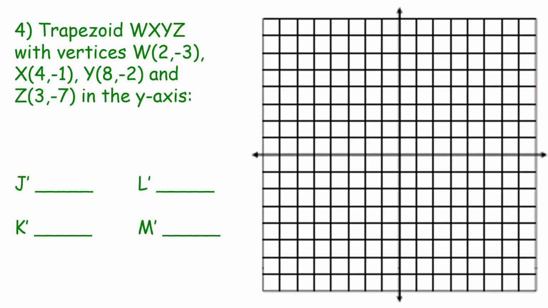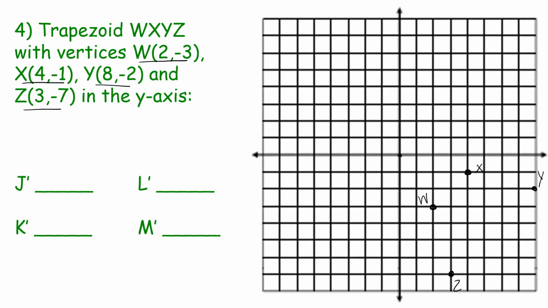Let's look at number 2, or this next one, which is number 4. I'm going to go ahead and plot my points. This time it's going to be a trapezoid, so I have 4 points. Here's my origin. X is 4, negative 1. So 4, negative 1. Again, I'm going to label, that's X. Y, oh, I skipped one. W is 2, negative 3. So 2, negative 3. It's W. Y is 8, negative 2. So over to the right 8, down 2. And then Z is 3, negative 7. So right 3, down 7.